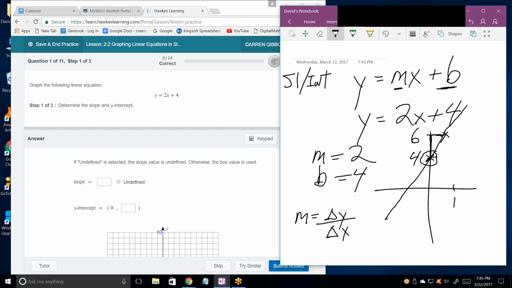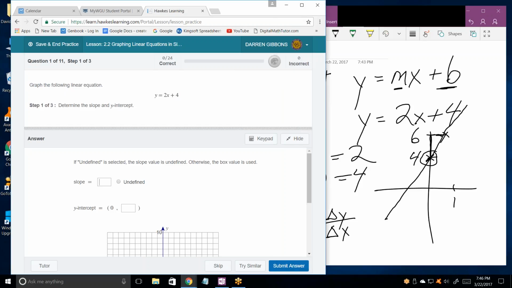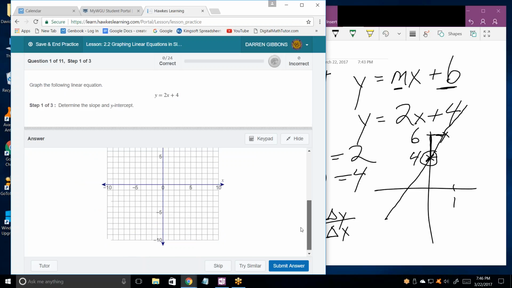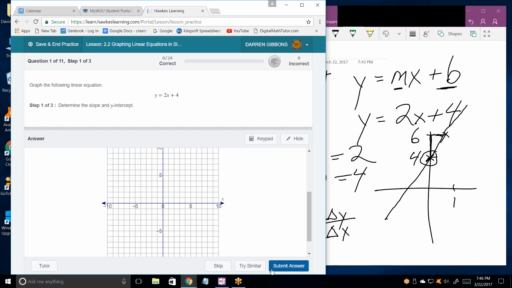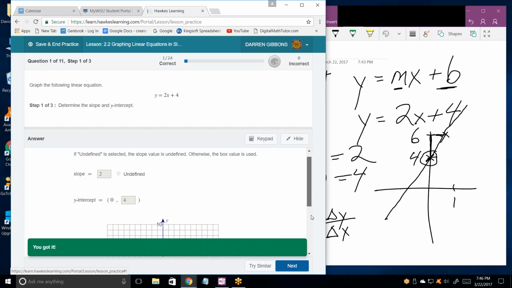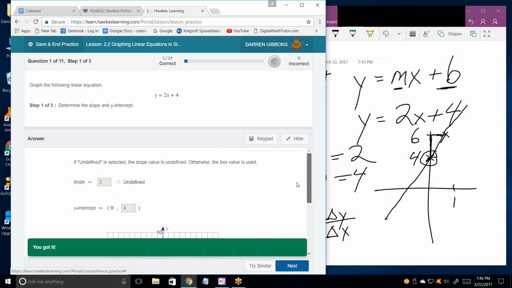Okay? So, to answer, determine the slope and y-intercept. Well, the slope is 2. And the y-intercept, the x value is always 0. The y value is 4. Now, interesting that they didn't draw the line on there this time. I would have thought they would. Wouldn't you think they'd draw that line? They've been drawing that line on every graph, even though they didn't ask us to graph it. Now, notice that also with slope, they have an undefined there.